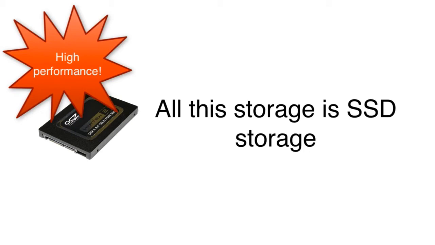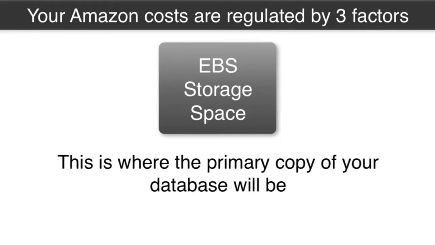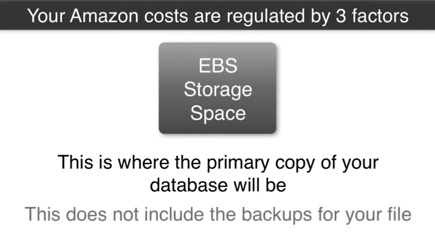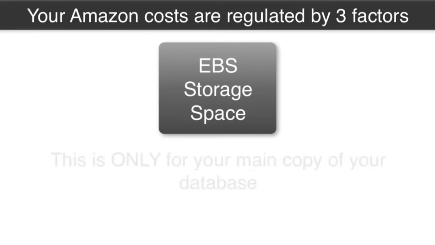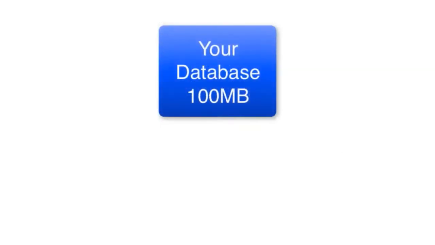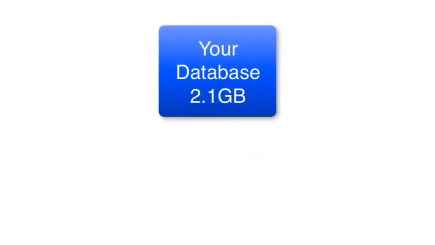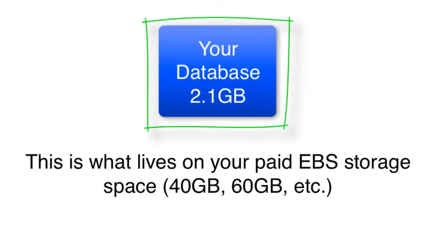Now, this EBS storage that you're buying, regardless of the size, is simply there to store your one main live master copy of your database. This storage does not include the backups that FileMaker Cloud creates. The 40 gigabytes of storage or 60 gigabytes of storage or whatever you decide to go with is only for your main copy of your database, including any containers that you have that are remote. So if you have a 100 megabyte database and a gig or two of remote containers, that one master copy, that one live copy, is what lives on this EBS storage.